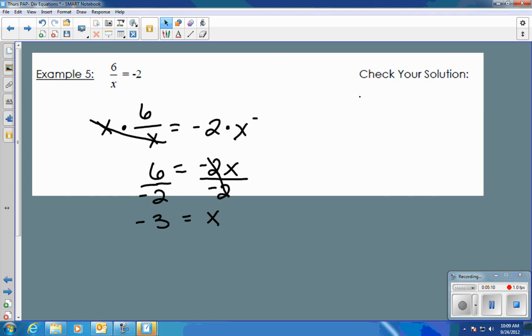This would be a very good one to double check your answer to make sure that you have done it correctly. 6 divided by negative 3 is negative 2. So yes, our answer is in fact correct.